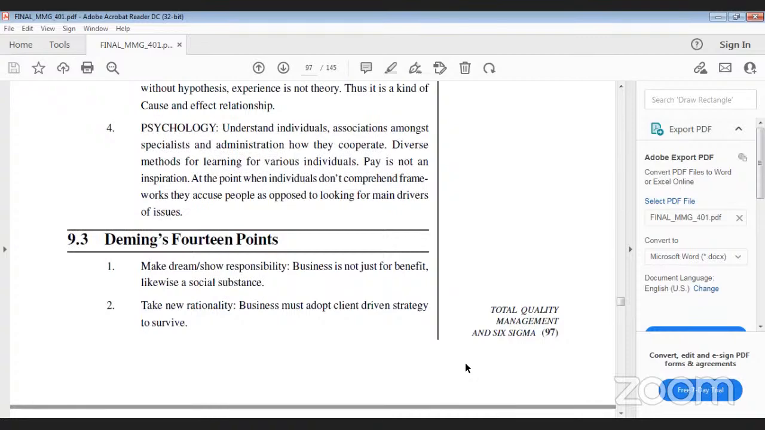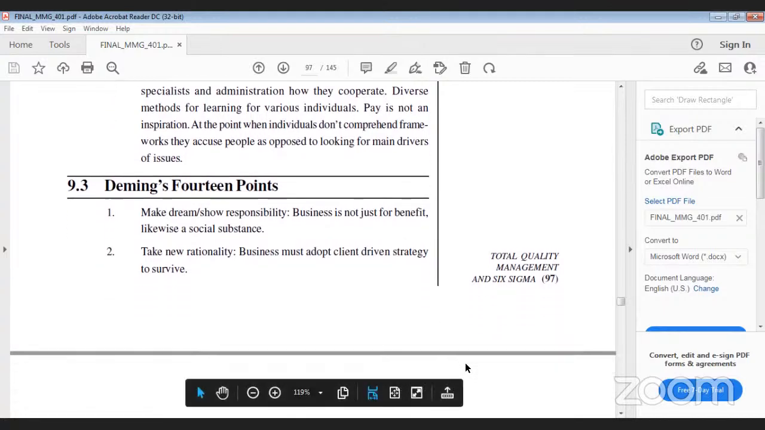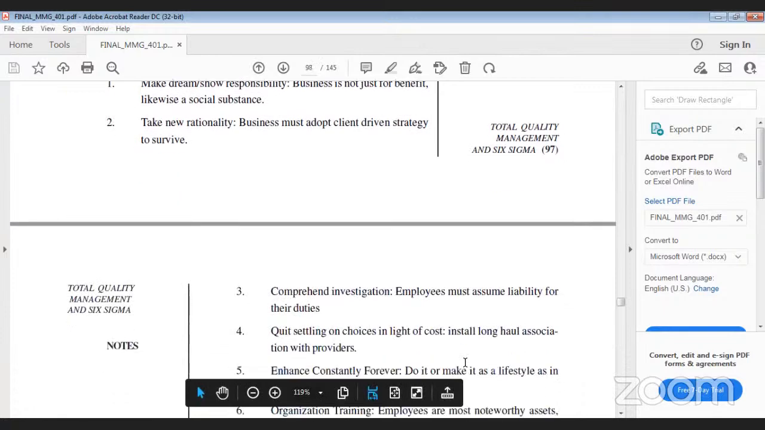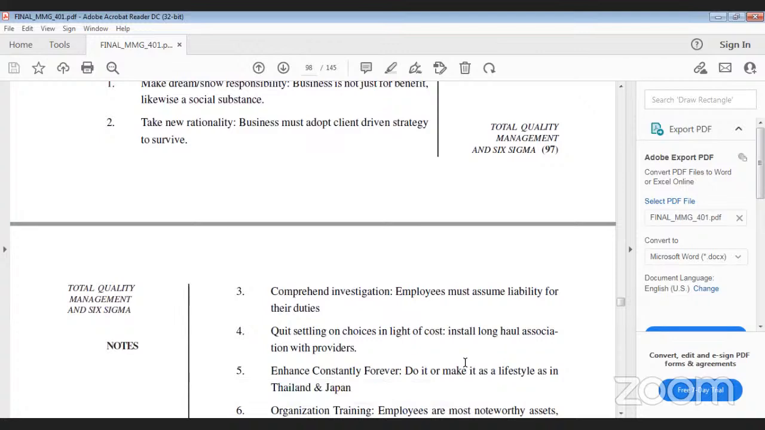Here, responsibility means business is not just for benefit like the expenses. The second point is take new rationality. Business must adopt client-driven strategy to survive. Then the third point is comprehend investigation. Employees must assume liability for their duties. This is the third point. Fourth point is quit settling on choices in light of cost.